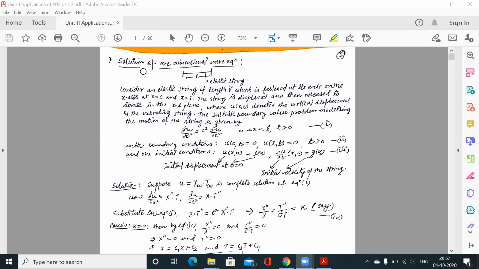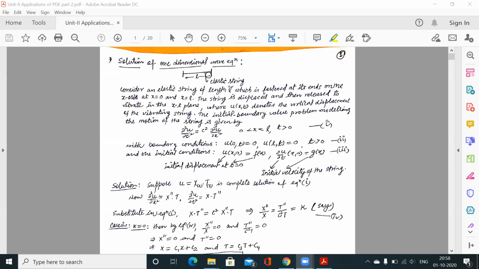So now the real applications. This is the second unit, and it is the applications of PDE. Like I told you, in this unit we will solve some standard partial differential equations, which are the wave equation, heat equation, and Laplace equation.